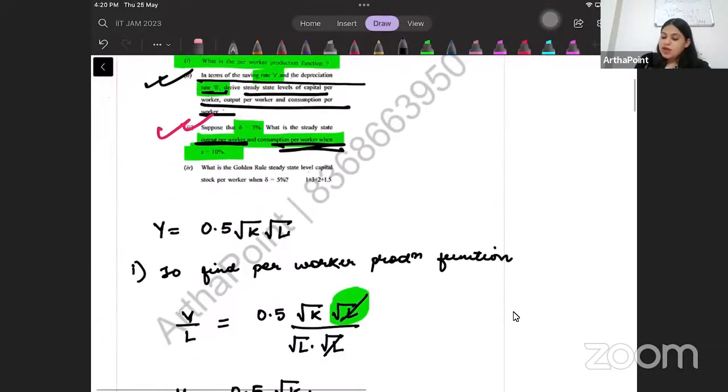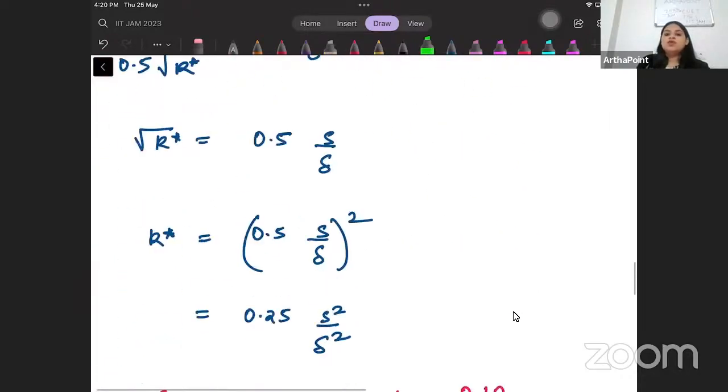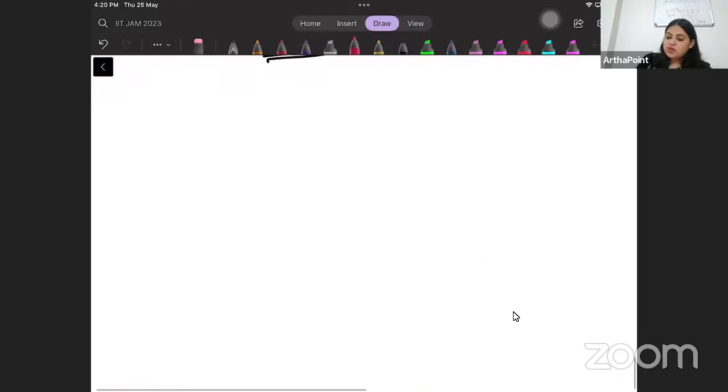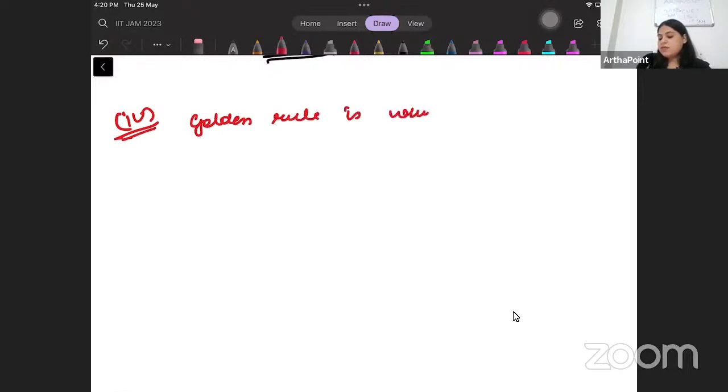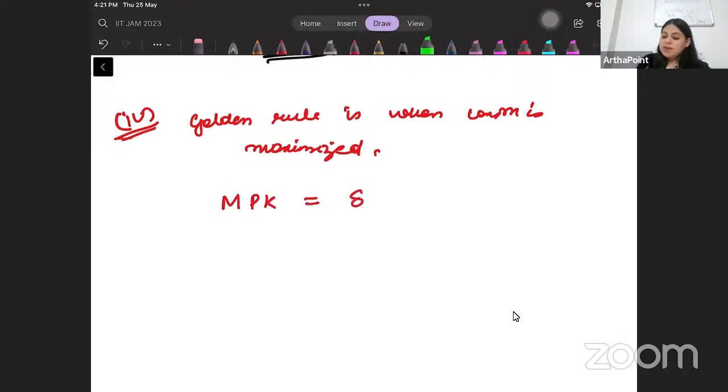What does it say? It says find the golden rule steady state level of capital per worker when the depreciation rate is 5%. Okay. So now we have to find the golden rule. So what is the golden rule? Golden rule is where consumption is maximized. If you have read the Solow model, you would know that golden rule takes place where MPK is equal to the depreciation rate. Beta, MPK is the marginal product of capital, right?